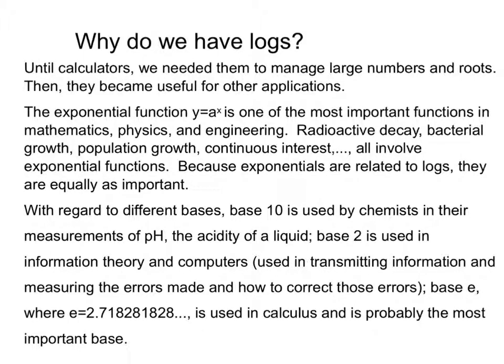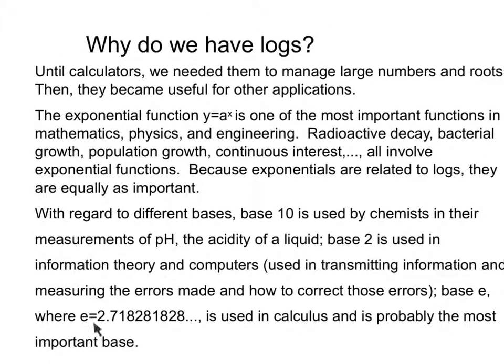Different bases. Base 10 is used by chemists, it says here, in their measurements of pH and acidity of a liquid. Base 2 is used in computers. We call it binary. Base e, and I've written out what e is because I've alluded to e a couple of times, but I haven't really told you what it is. It's a constant value, it's a repeating decimal value, just like pi. 2.71828 is the part I remember, and it's used in calculus and is probably the most important base that we use. So we use logarithms to handle many of the computations in the sciences that would be very difficult otherwise.